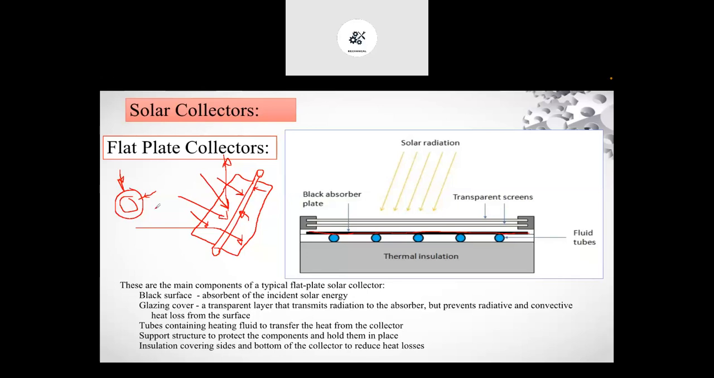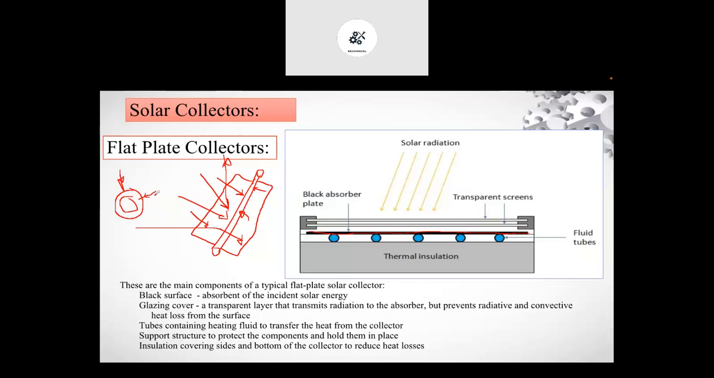So the construction materials used in these flat plate collectors are mostly metals which have higher thermal conductivity. Now we know gold has the highest thermal conductivity. Silver also has very high thermal conductivity, but we cannot use those materials because they are precious and their cost is very high. So instead of gold and silver, we are using copper. Sometimes we use copper and sometimes aluminum also.